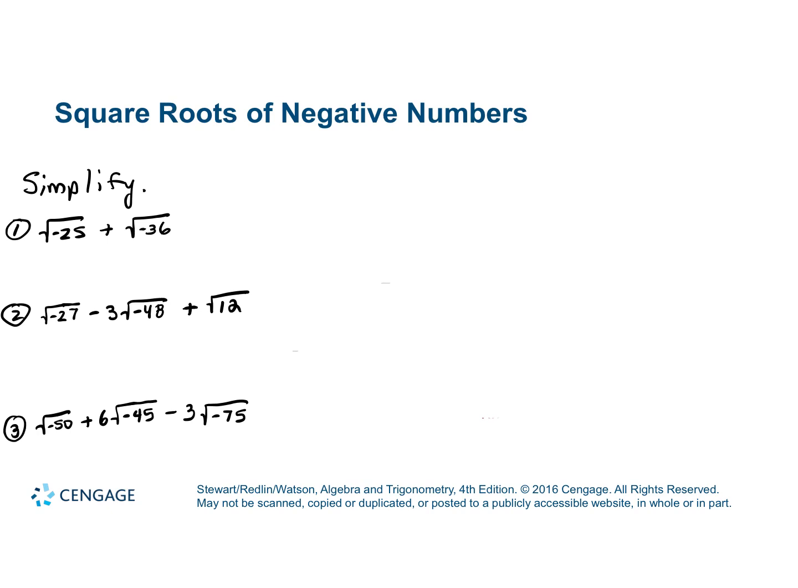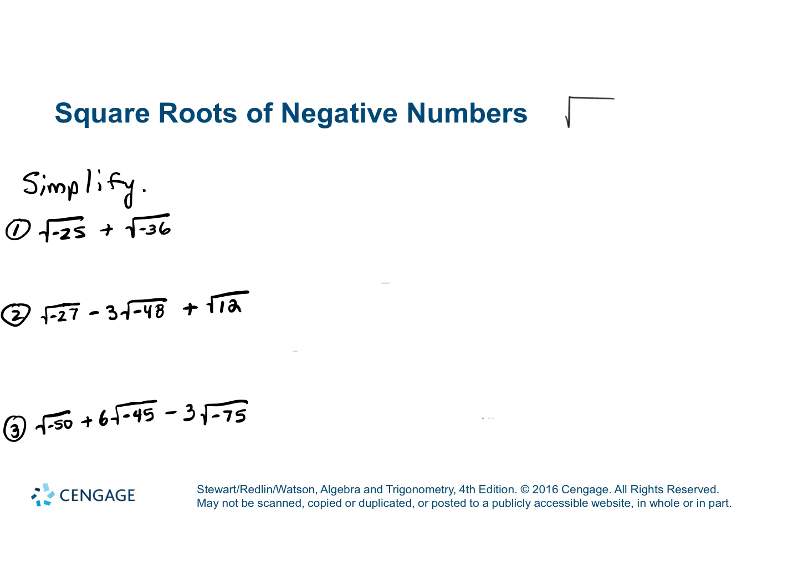So today we're going over 1.5 part 2. We're going to start with square roots of negative numbers. They want us to simplify this. Now for number 1, note that 25 and 36 are both perfect squares. But the fact that they have a negative is where the i comes in.